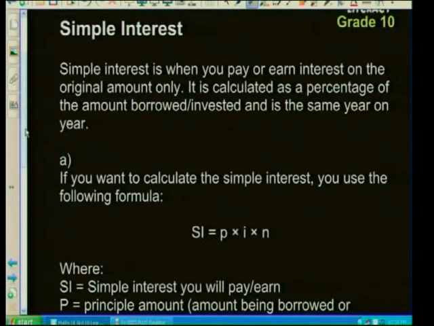Let's have a look here. Simple interest. Simple interest is when you pay or earn, it all depends. Remember, if I borrowed money from the bank, I'm going to pay them. But if I put money in the bank, they're going to pay me. I'm going to earn the interest. So simple interest is when you pay or earn interest on the original amount only. It is calculated as a percentage of the amount borrowed or invested and is the same year on year.